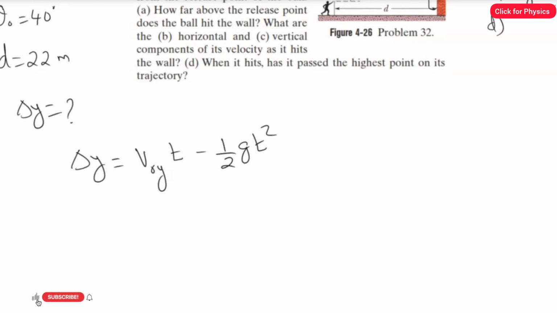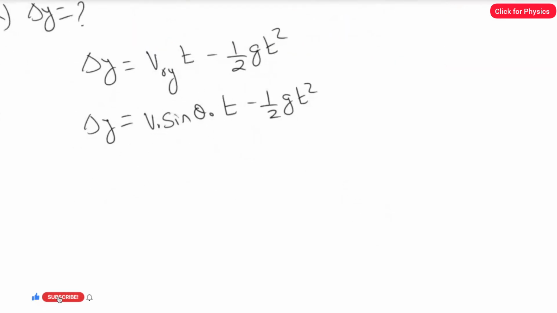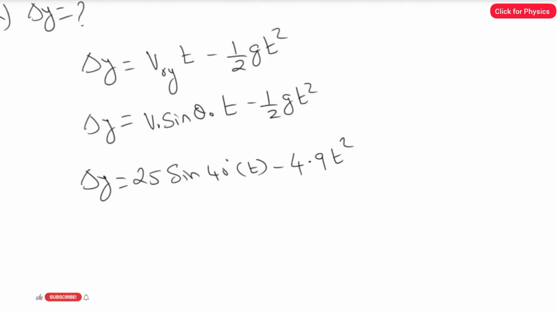So here I have to expand this equation. V naught y is v naught sine theta naught, multiplied by t minus half g t square, which is equal to delta y. Let's substitute the values. We already have the value for v naught, so delta y equals 25 sine of 40 degree times t. There is no information about the time t, so we just leave the t here, minus g value 9.8 divided by 2, we get 4.9 t square.